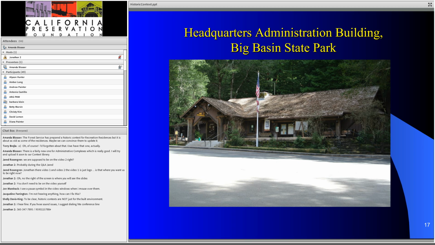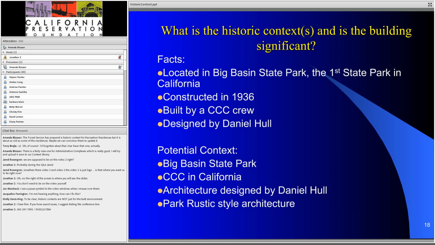This is the headquarters administration building in Big Basin State Park. And I'm only picking on state parks just because I wrote a National Register nomination recently for this building, so I know it. And I already just gave away the ending. You know it's eligible, but let's pretend like we don't know. So what, for this building, is the historic context, and is the building significant? That's what we really want to get down to.